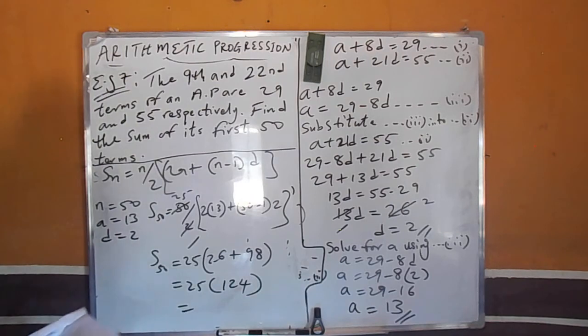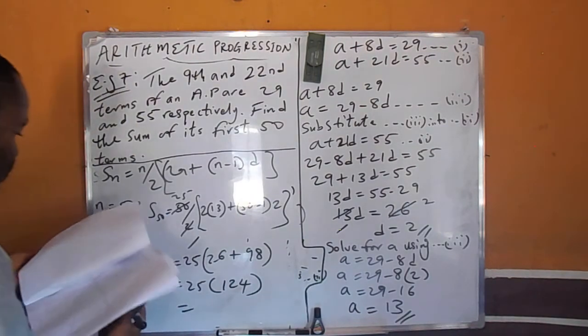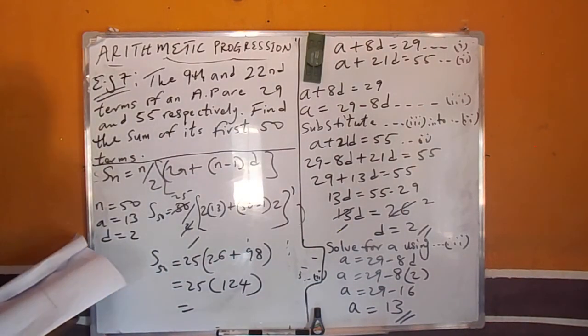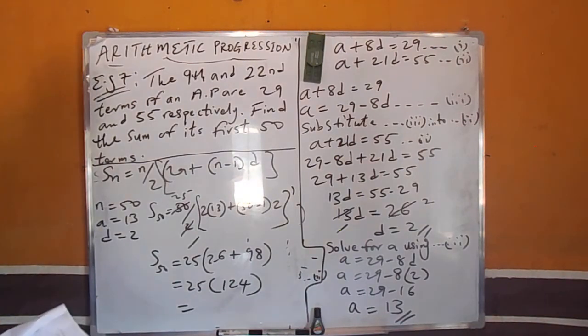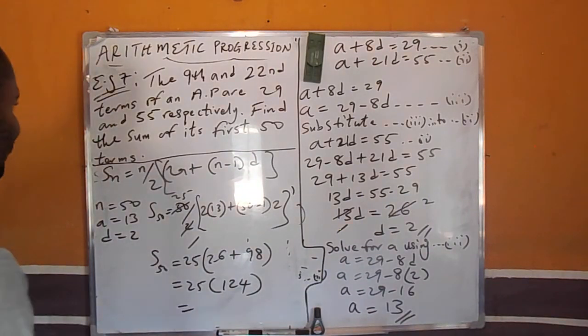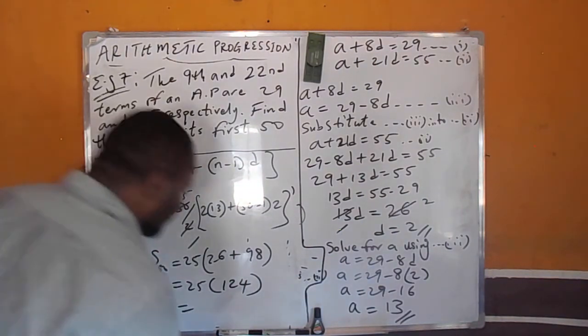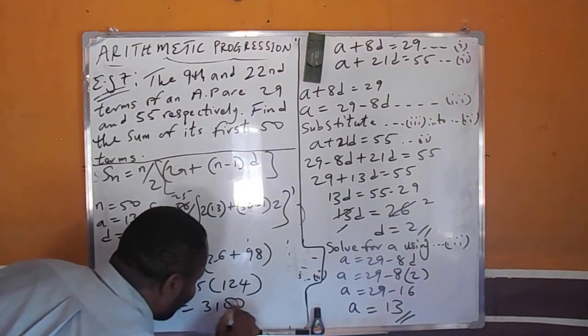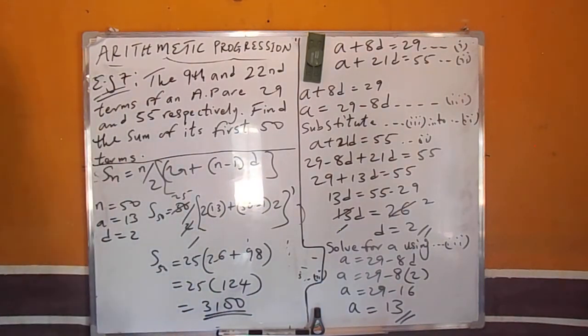124 multiplied by 25 gives us 3,100. So 3,100 is our final answer.